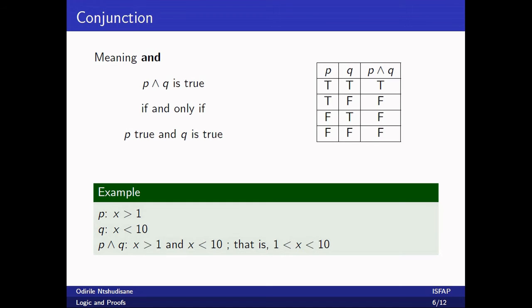An example of the conjunction operator, or conjunction connective, would be if P stood for the statement x is greater than 1 and Q stood for x is less than 10, then P and Q would mean that x is greater than 1 and x is less than 10.